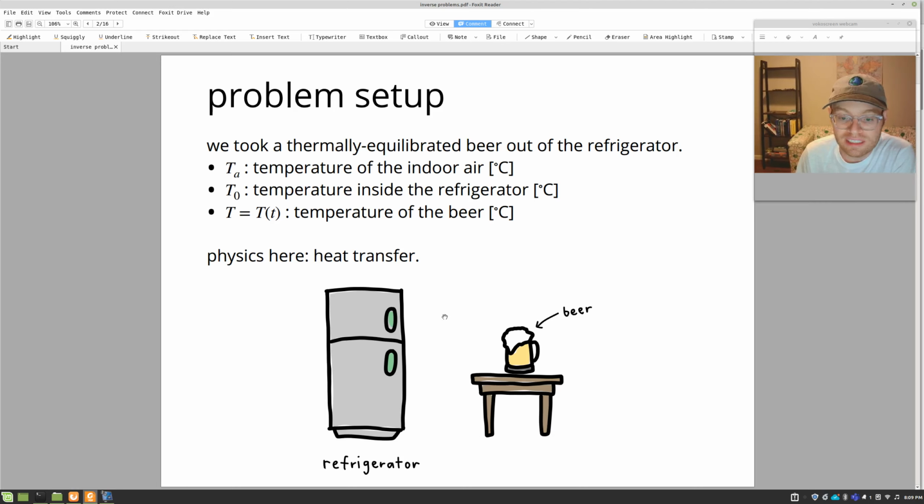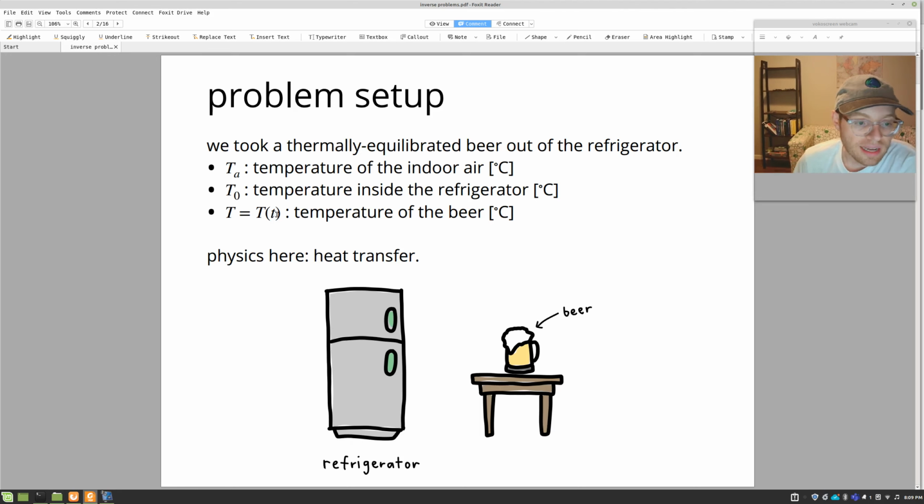And so the physics that's going to happen here is heat is going to travel from the indoor air and transfer into the beer and warm it up. So the temperature of the beer, T, is going to be a function of time, and it's going to warm from its initial temperature T0 up to the air temperature TA dynamically.